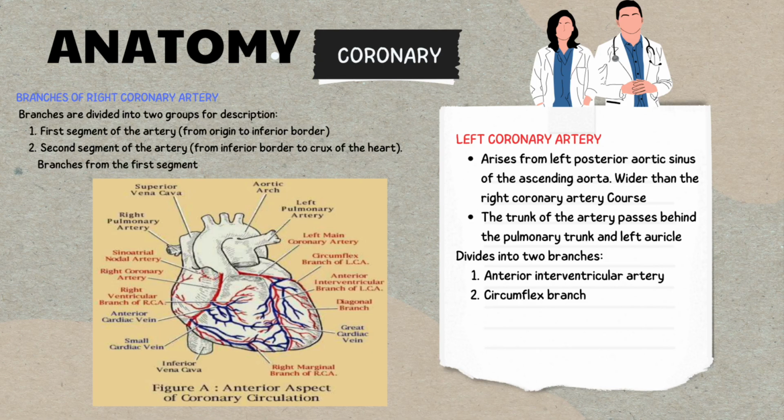And then what about the left coronary artery? Basically, the left coronary artery arises from the left posterior aortic sinus of the ascending aorta, and it is wider than the right coronary artery course.